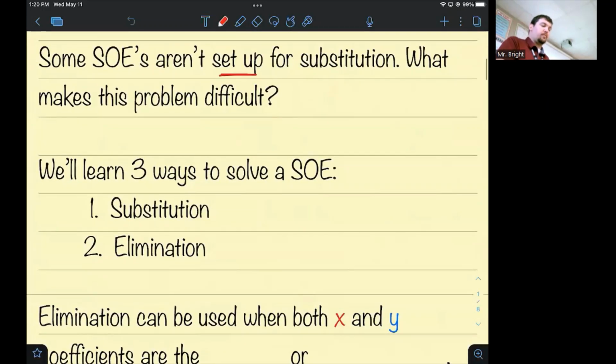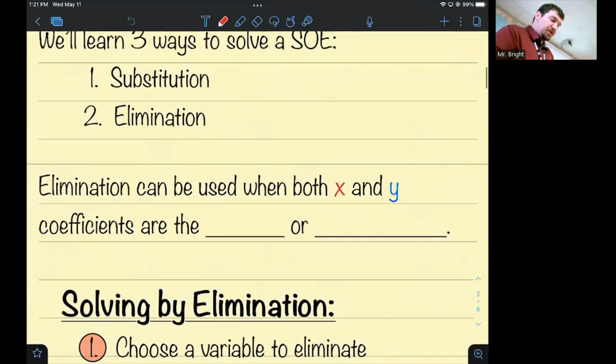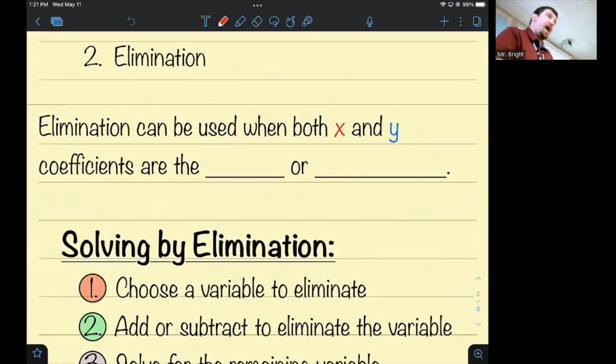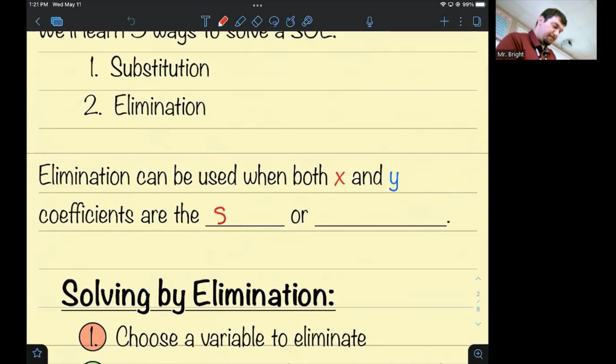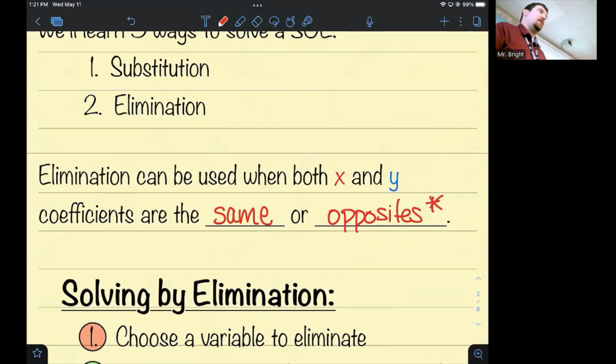So we're going to learn 3 ways to solve a system of equations. The first way we learned was substitution. This second method is called elimination. Elimination can be used when both the x and y coefficients are the same, or better yet, opposites. Okay, put a star next to that one because that's the one you want. You want them to be opposites.